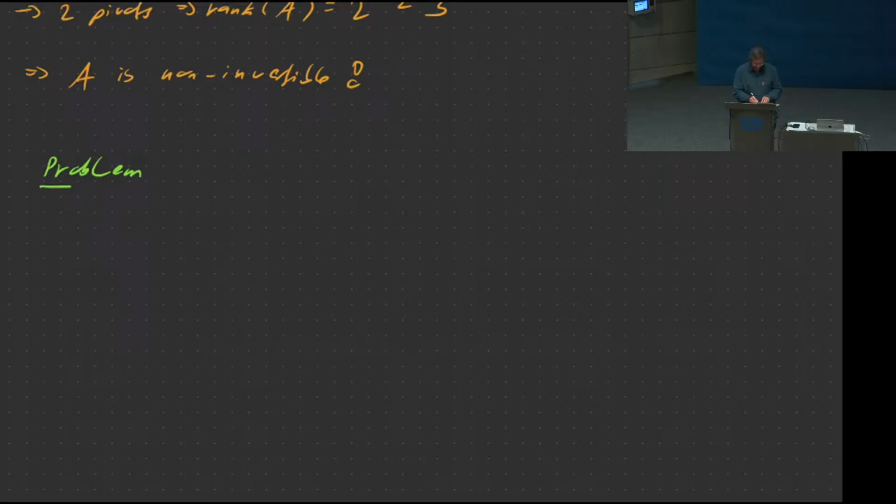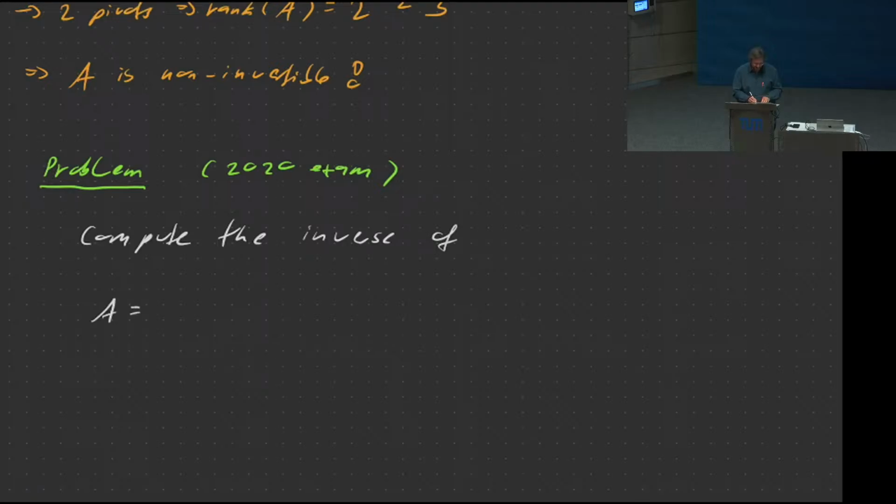So let's call that problem here. And that, by the way, is from a 2020 exam. So that's even an exam, a very simple exam question, I'll admit. And your task is to compute the inverse of a matrix A given as 1, 2, 0, 2, 2, 2, and -1, -2, 1. And I suggest you try to see if that has an inverse, and if you can find it.